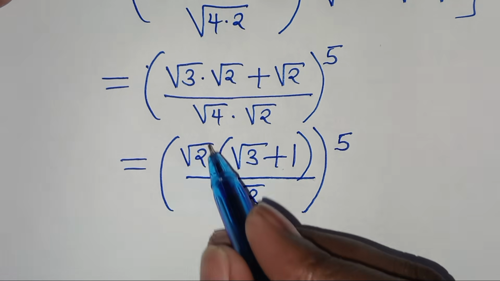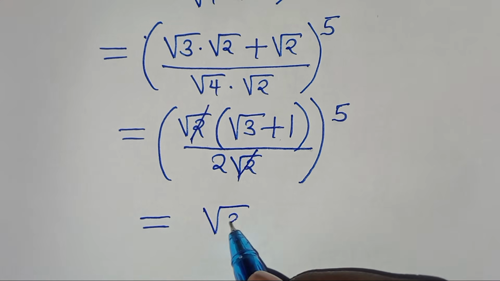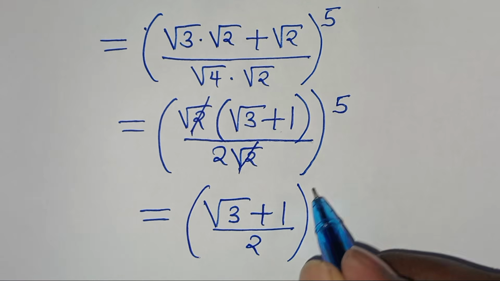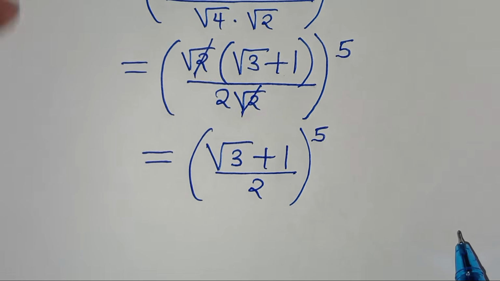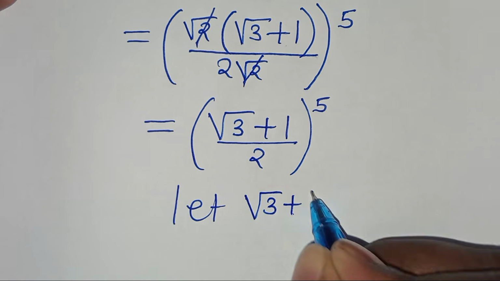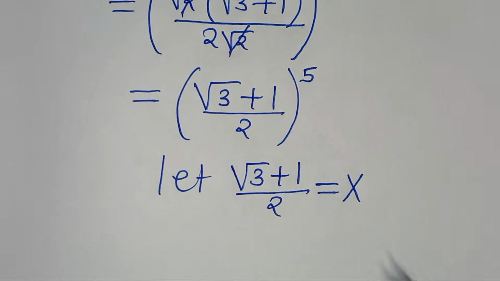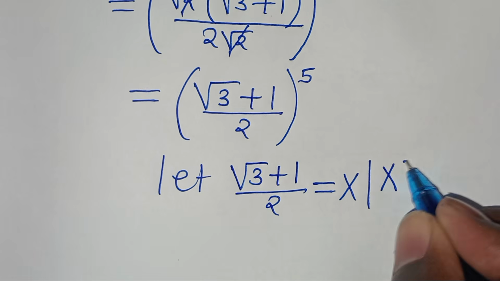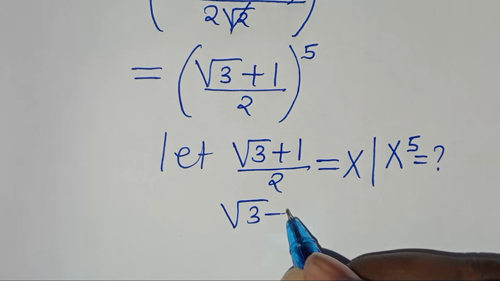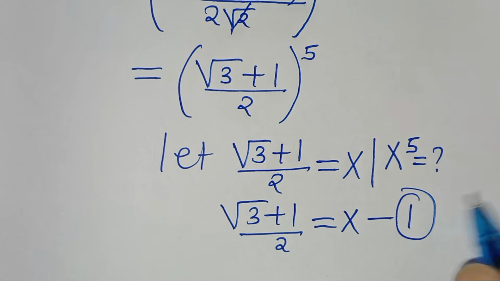Now we can simplify square root of 2 and square root of 2 here, so that now we have square root of 3 plus 1 divided by 2 raised to the power of 5. The next step is that we can let square root of 3 plus 1 divided by 2 be equal to x. So the question is, what is x to the power of 5? Now we have square root of 3 plus 1 over 2. This is equal to x. Let's call this equation 1.